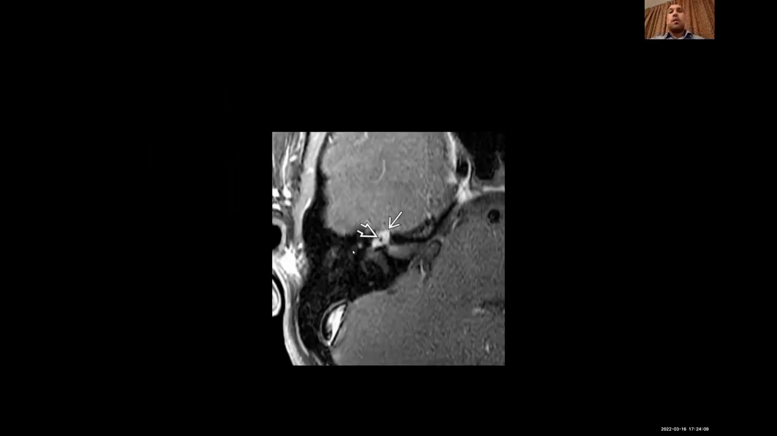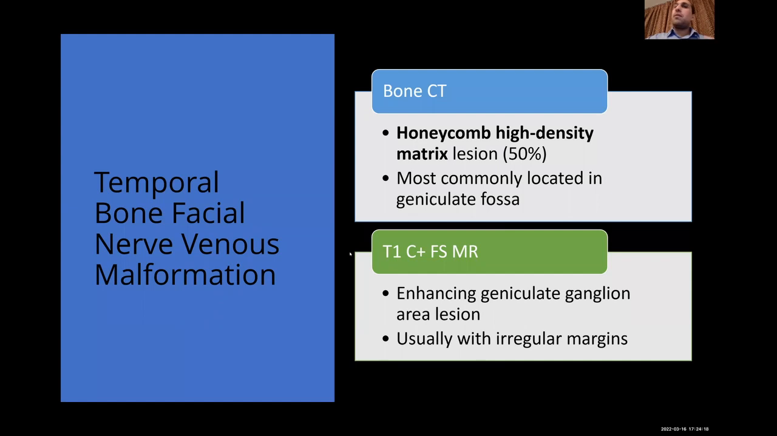Okay. Next case, this difficult case, it is vascular malformation in the inner ear. It is hemangioma. Okay, so it is honeycomb in the CT, honeycomb high density matrix lesion, the most commonly located in the geniculate fossa. It is enhancing geniculate ganglion area lesion, and usually with irregular margins.